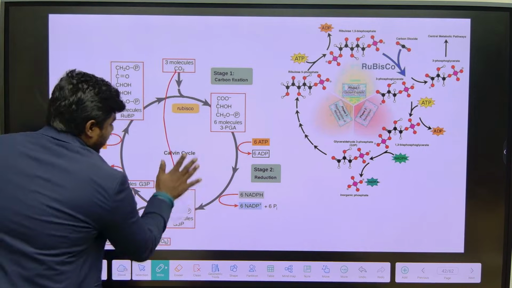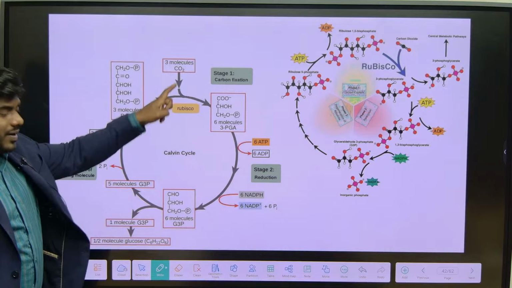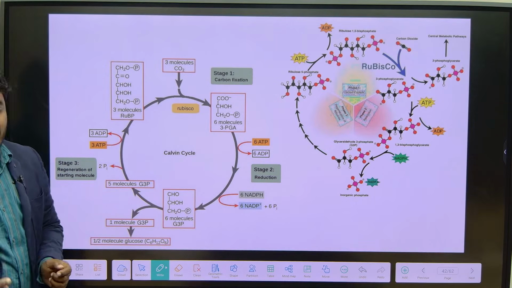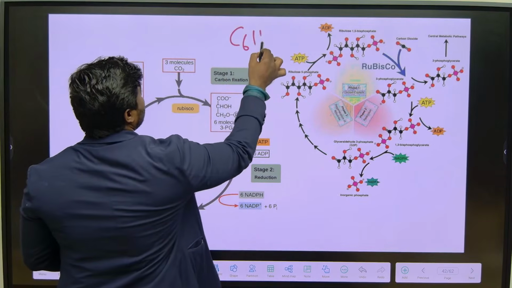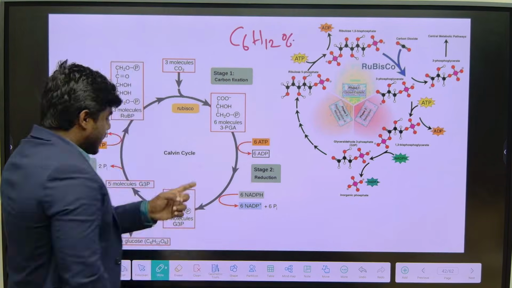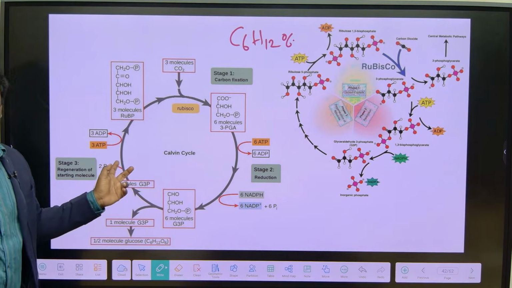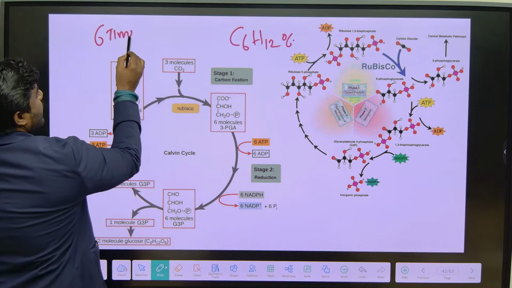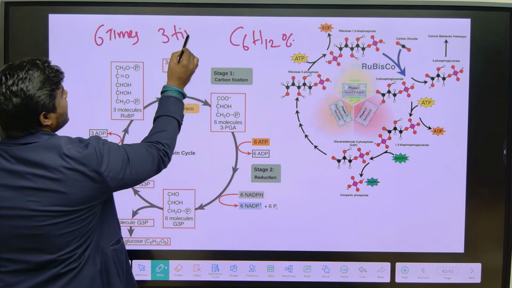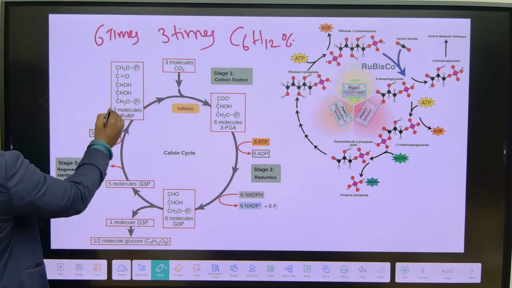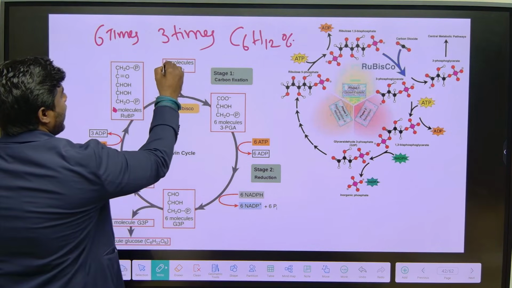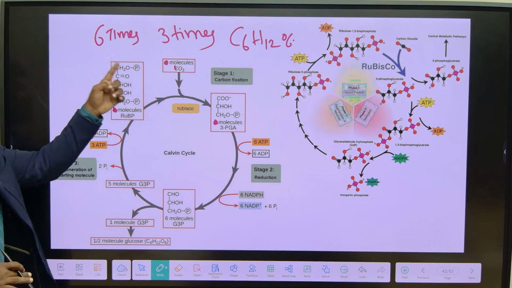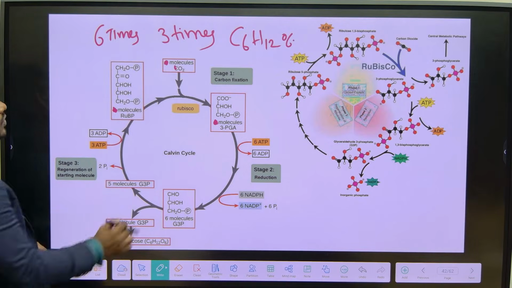Now remember, in order to fix the carbon into glucose, how many times does the cycle have to turn? We know very well glucose is how many carbon? 6 carbon. So definitely the cycle also has to turn 6 times. In order to fix one glucose, the cycle turns 6 times. In order to fix half a glucose, the cycle turns 3 times. So what is the best way to remember? First you have to remember for a single cycle. Then we will apply it for 3 cycles, then for 6 cycles. Then it is easy to understand.